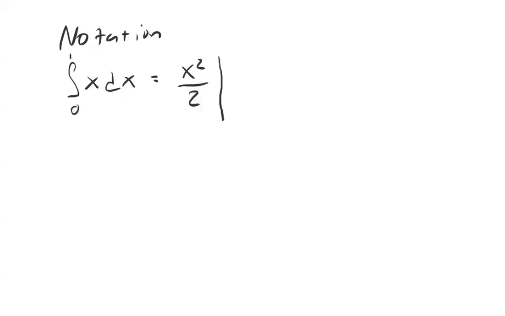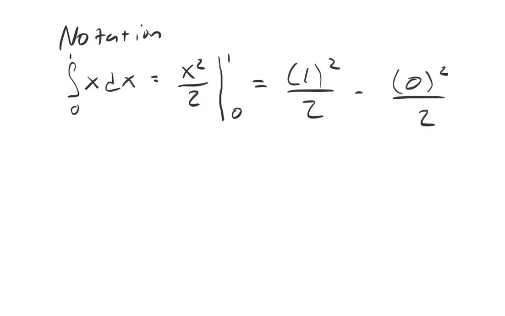The way I'm going to write this is I'm going to write 1 and 0 here. What this means is plug in 1 here, subtract off what I get when I plug in 0 here. In this case, it's a half. So just a little bit of notation.